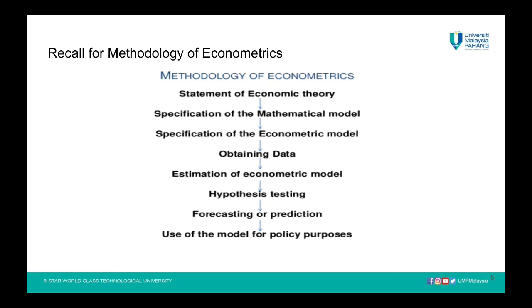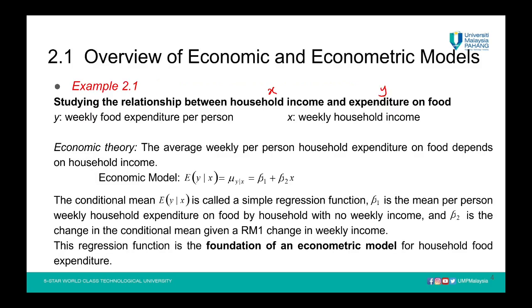Recall the methodology of econometrics. The first step is to construct the statement of economic theory. So, for this example, the statement from the perspective of economic theory will be: the average weekly per person household expenditure on food depends on household income, which is the economic model represented by this equation.